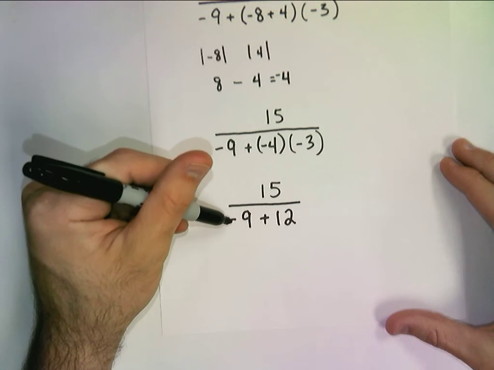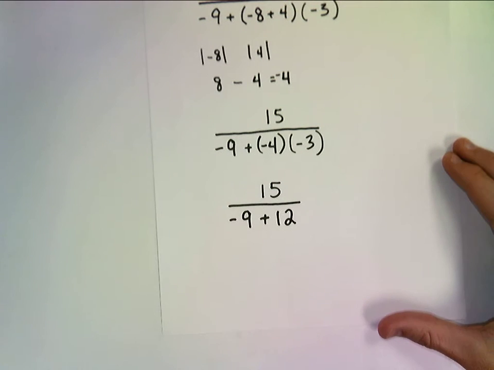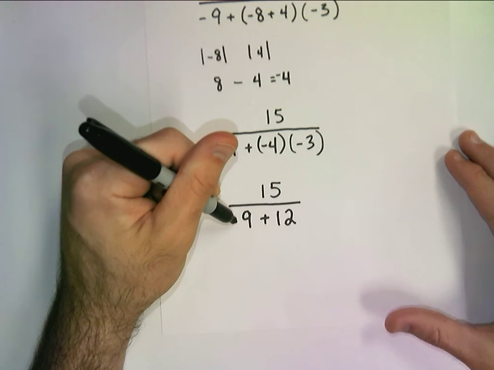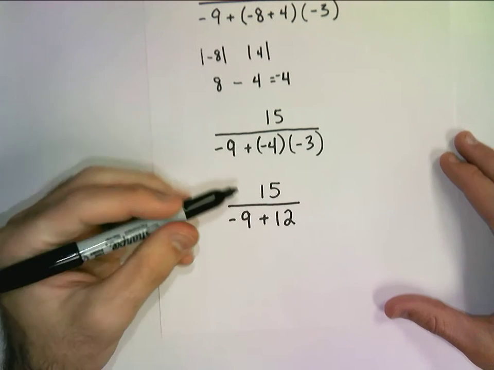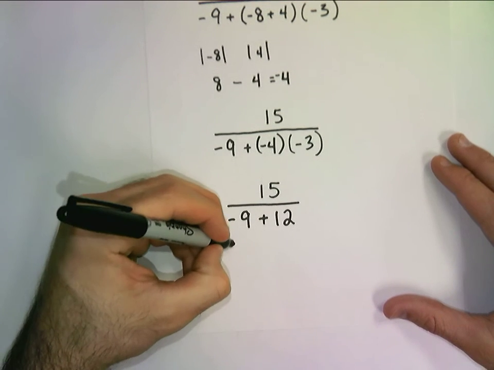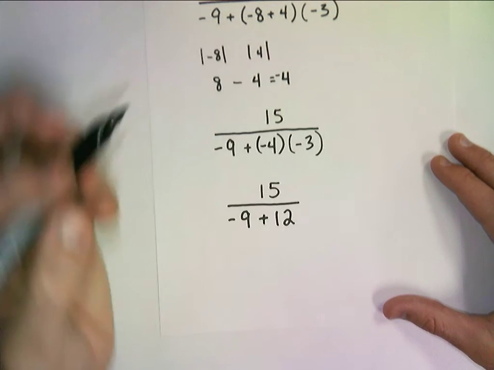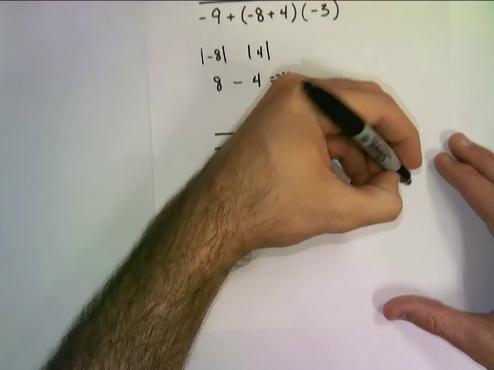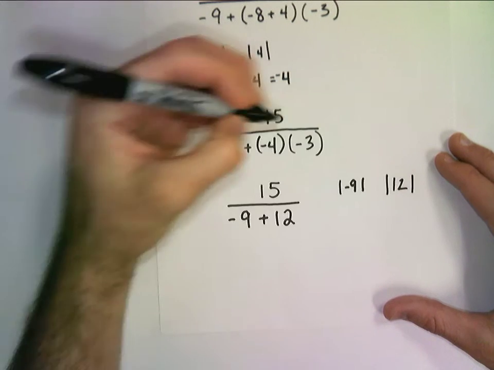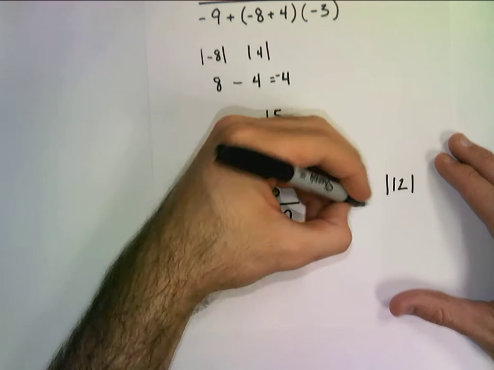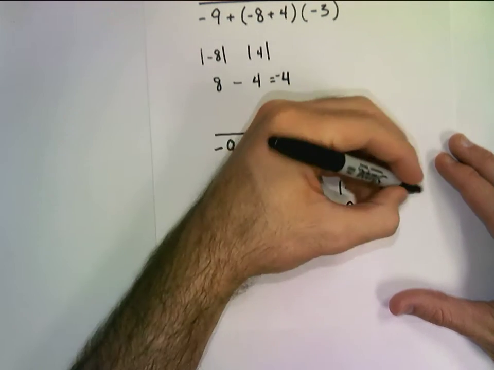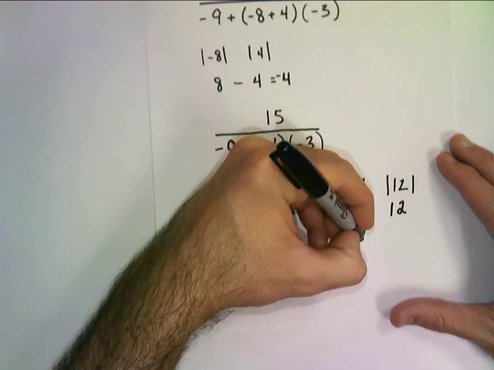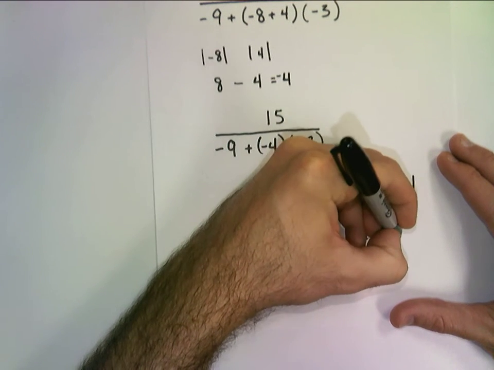Now the same thing is going to happen here. We have integer addition but with opposite signs. So off to the right here, I'm going to show you what to do. We have negative 9, the absolute value of that, and the absolute value of 12. Well, the absolute value of negative 9 is a positive 9, and the absolute value of 12 is 12. Larger minus smaller, 12 minus 9 is 3.